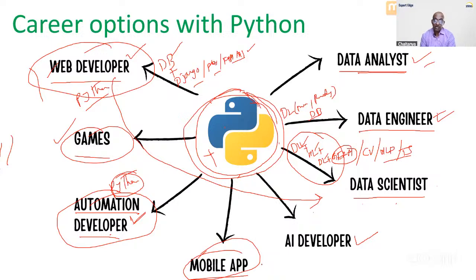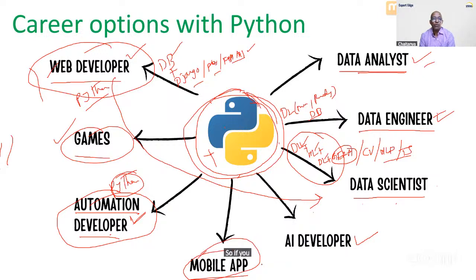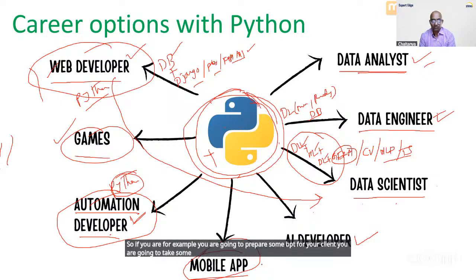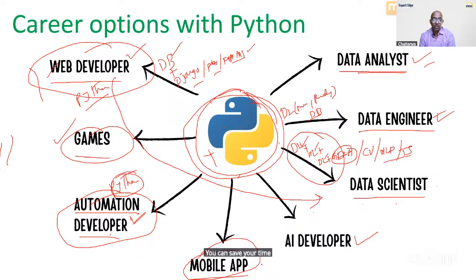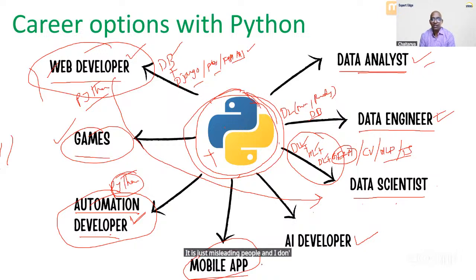Of course, these AI tools are going to help you for sure, but you are not getting a salary of 40 lakhs, 50 lakhs. For example, if you are going to prepare a PPT for your client, you may take 7 days. Using some AI tools, you can prepare the same PPT in only 2 or 3 days. You can save your time. That's it. But you are not going to be paid 40 lakhs, 50 lakhs just for AI tools. No. It is just misleading people, and I don't know what confidence they are doing it with. It's totally misleading.